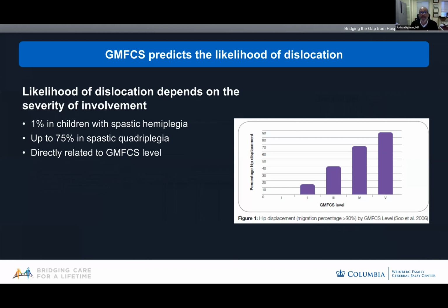GMFCS is quite helpful in that it predicts the likelihood of dislocation. Children that are GMFCS level 1 rarely will have any hip problems, and children that are GMFCS level 4 and 5 frequently do. It can be up to 75 to 80% of these children who will go on to have hip displacement.